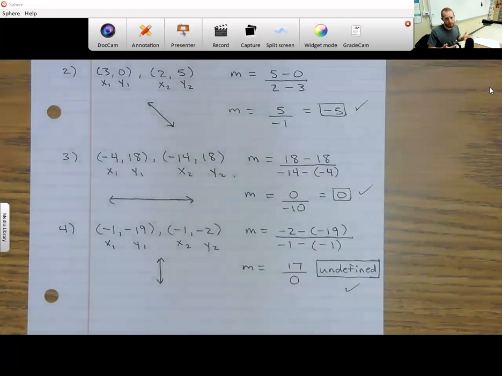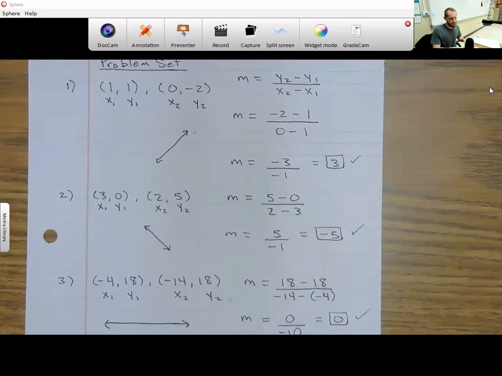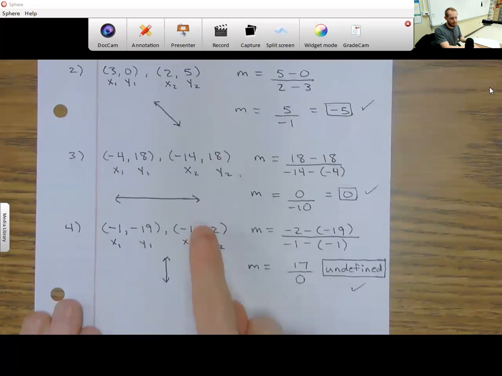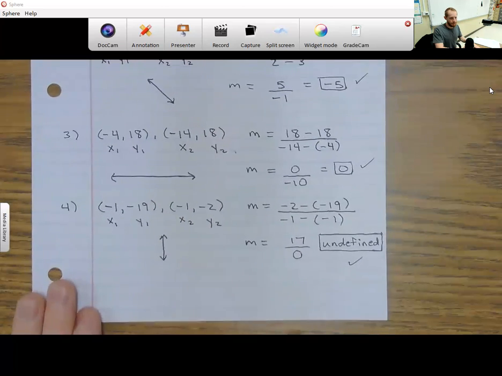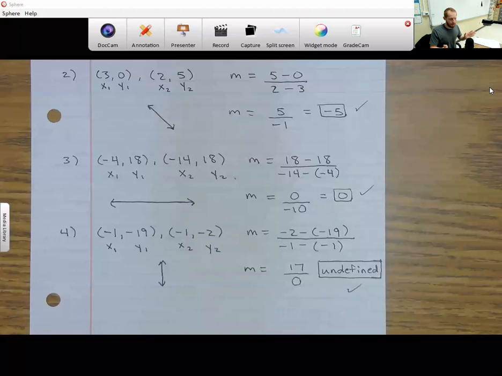So there's only 4 types of slope that you can get, right? You could have a positive slope, you could have a negative slope, you could have a 0, and an undefined. Those are the only 4 types that we have. A line can't be drawn any other way, right?